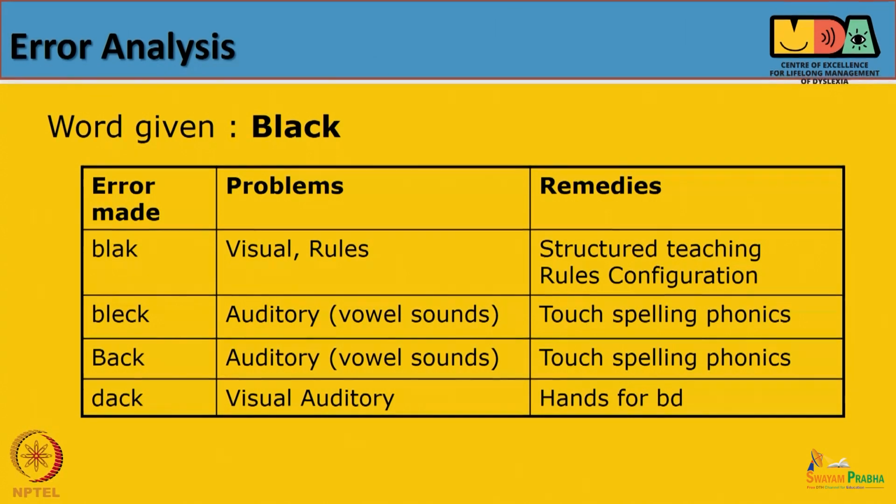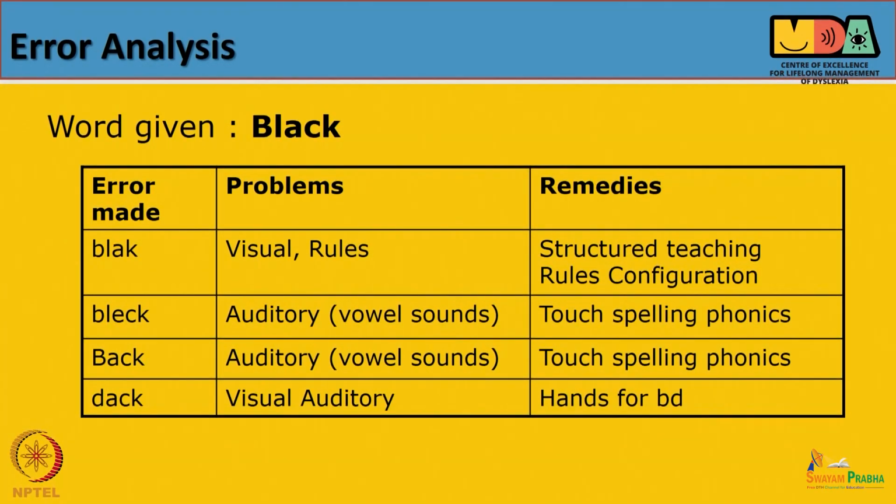Here, what has happened is the child has not heard. Auditory deficit, he has auditory reception deficit. He has not heard the L in the blend. So, instead of saying bl, he has written only b. So, here again, your Sonday system, your touch spelling system along with the phonics will help correct this mistake.